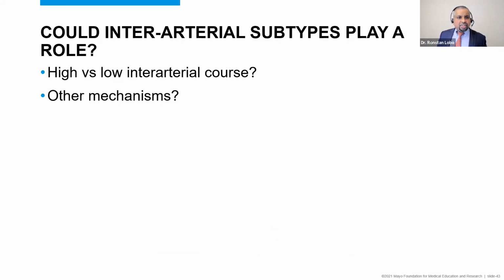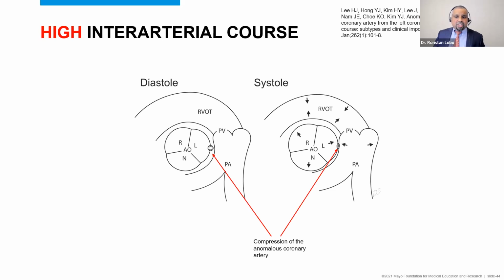Now, could interarterial subtypes play a role here? For example, here's a paper that was published years ago describing 2 subtypes of right coronary artery anomalies arising from the left coronary sinus with an interarterial course. They noted that patients with a high interarterial course, in other words, where the ostium arises above the pulmonary valve, would be a higher risk subtype because it is more likely to get compressed between the aorta and the pulmonary artery, both of which distend during systole.